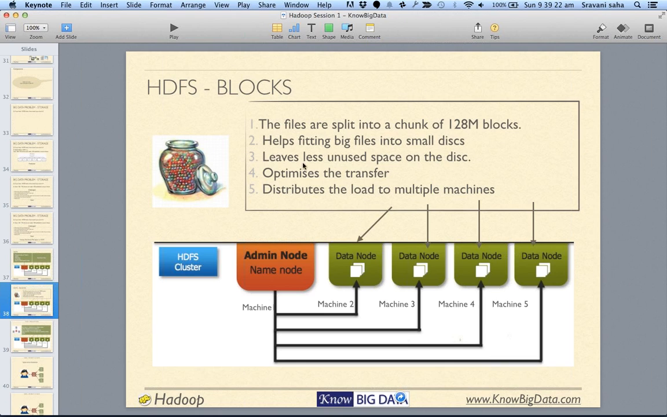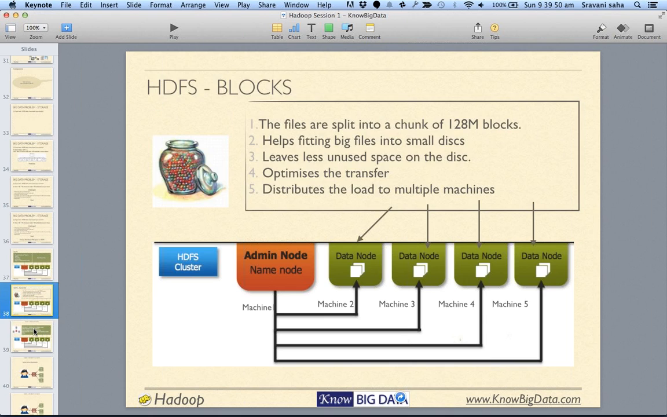Okay, so it is very obvious that if you slice the file into small pieces, it will fit better. It will leave less space in each of the data nodes. Like if you have a big jar, if you try to put bigger pieces, it will leave more spaces. But if you cut them into small slices, then it will leave less space.